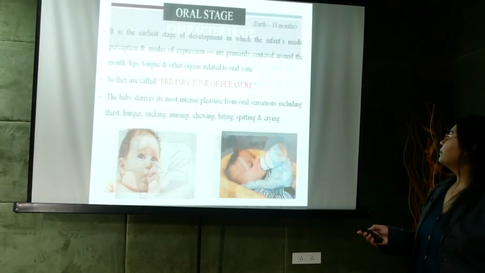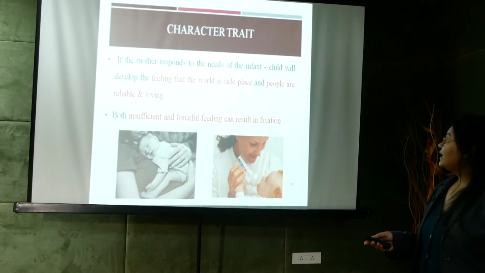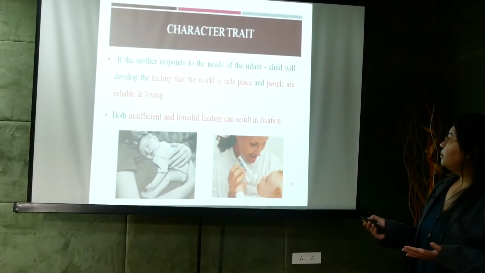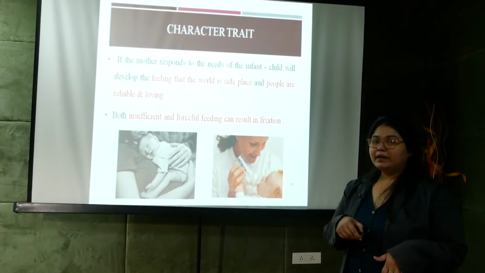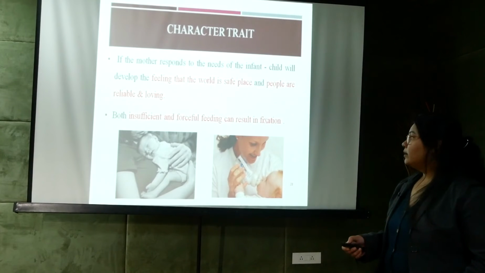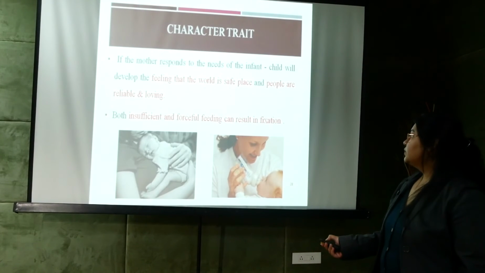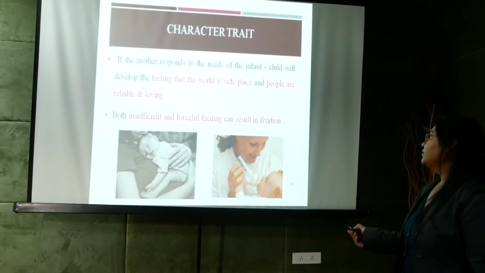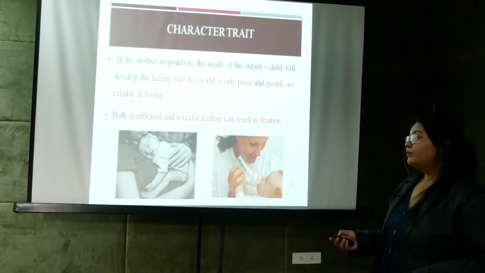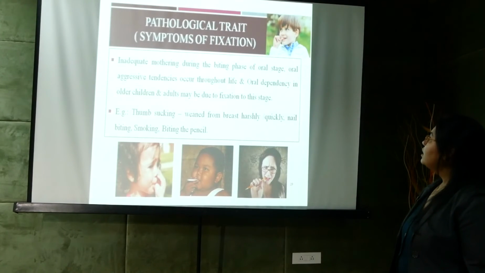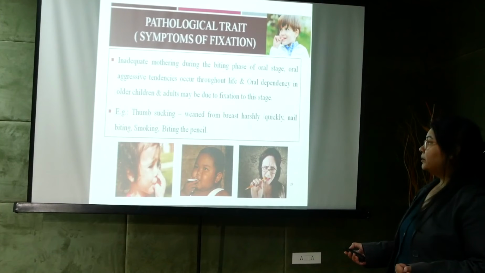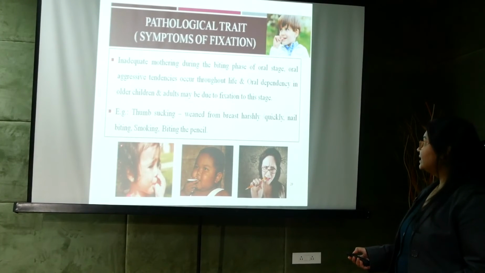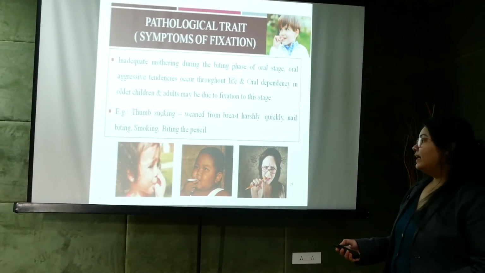spitting and crying. The characteristic trait is, if the mother responds to the needs of the child, then the child feels that I am loved, cared for, and my parents are responsible. Both insufficient and forceful feeding can result in fixation. Then what happens if it is fixed? Then the child may be a thumb sucker, may have a habit of smoking, biting pencils, nail biting, etc.